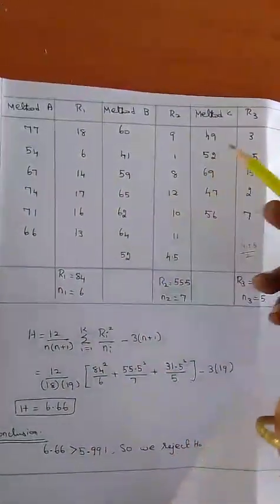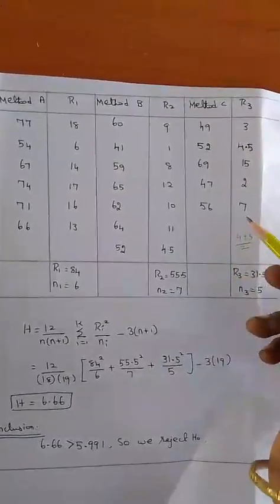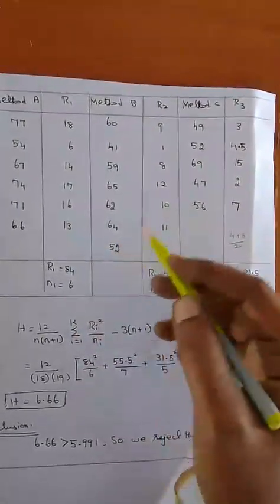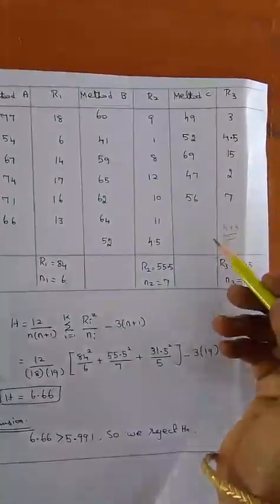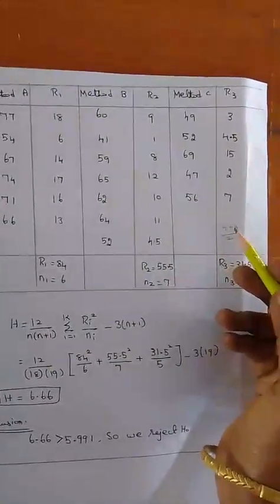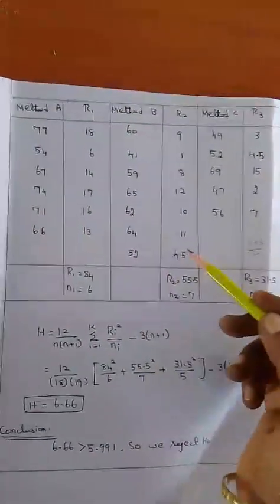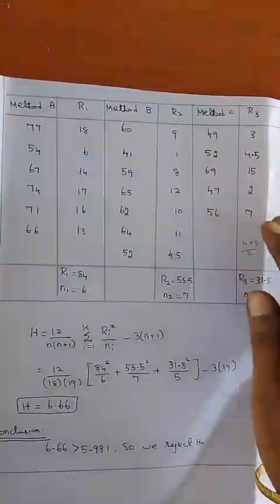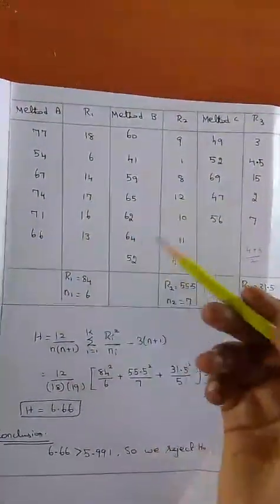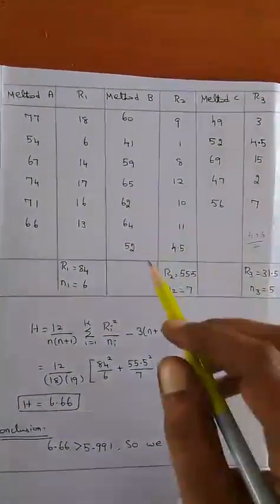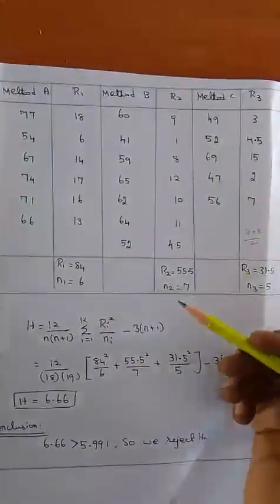And likewise you have to give the ranks for other values. Suppose 52 comes 3 times, then the ranks 4, 5, 6 are shared, so you have to take the average: 4 plus 5 plus 6 divided by 3. In that way you have to give the ranks for every data. If some other values are repeated, we have to share the ranks like that only.